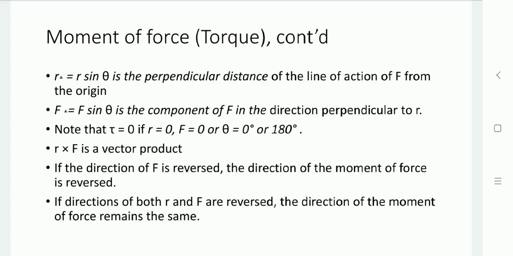So tau is 0 if r is 0, F is 0, or theta equals 0 or 180 degrees. r cross F is a vector product. If the direction of F, the given force, is reversed, then the direction of the moment of force, the torque, also gets reversed. If the directions of both r and F get reversed, then the direction of torque remains the same.